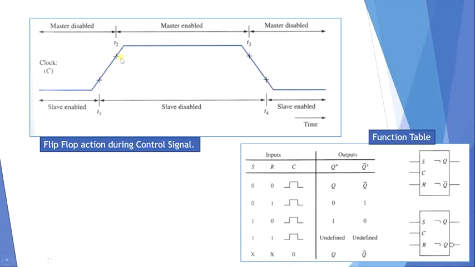Now let us see what happens at the time interval T2. When the clock signal is at T2, the master will slowly start becoming enabled, because the value of C is changing from 0 to 1. When C is equal to 1, the master will respond to the change in S and R signals. At this point, when the master is enabled, the slave will become disabled.